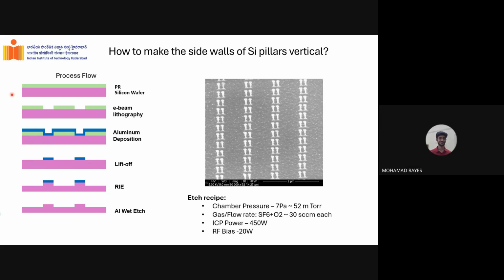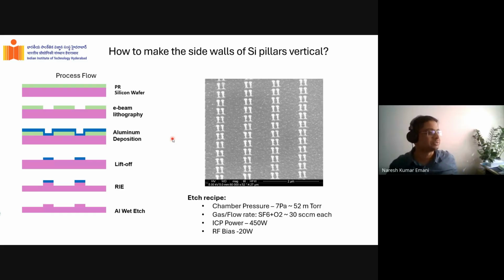Sir, can I? Yeah, please go ahead. Most of the structures given in the examples and the ones you created were vertical. So what if I want to create a V-type structure? Is dry etching possible? V-type structure with dry etching, I don't know how to do that. I don't know how to do a smooth V-type structure.